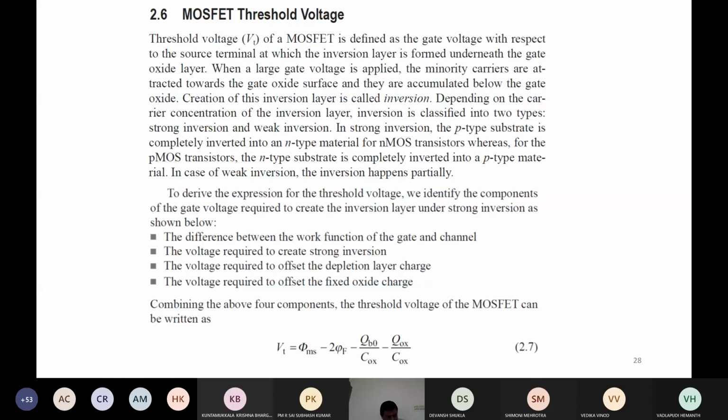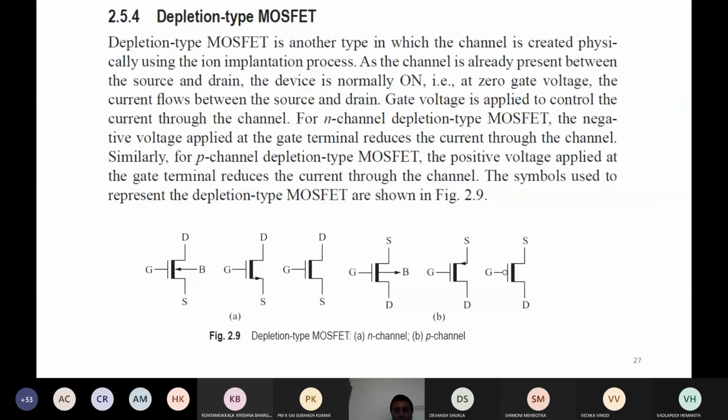Let us give 5 minutes time to you to discuss threshold voltage calculation, and other things we will do later on.